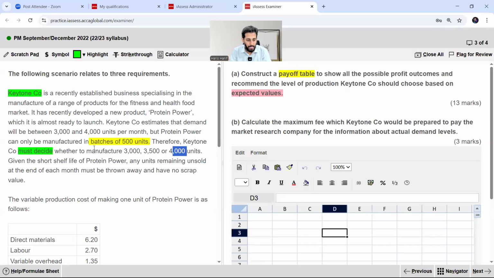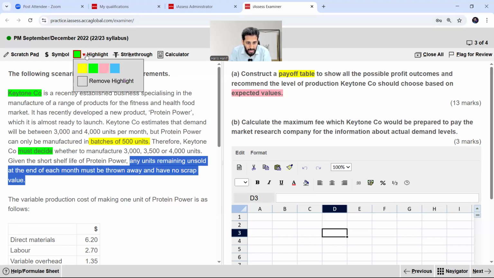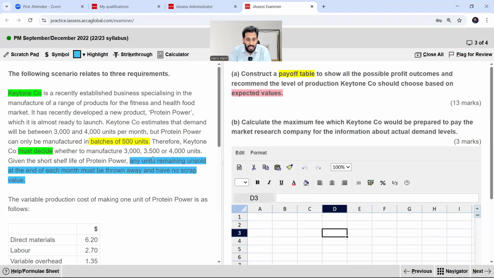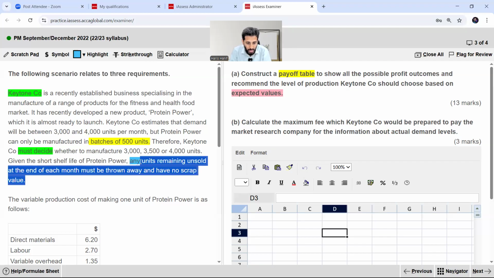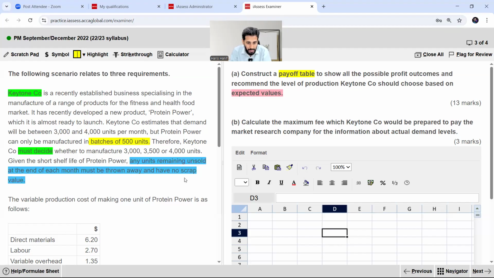Now let's move on. Given the short shelf life of protein powder, any units remaining unsold at the end of each month must be thrown away. Please note that this is a very important highlighter point. Any units remaining unsold, wait, I should change the color so that it will be visible more clearly.